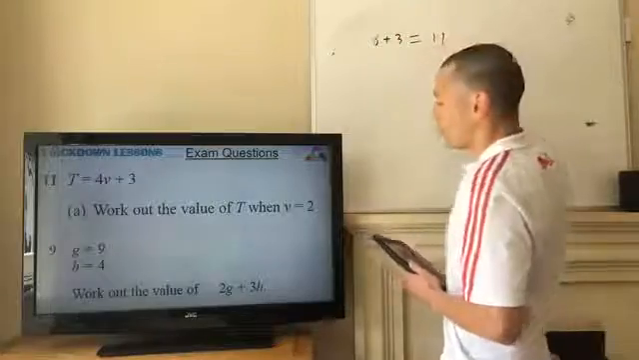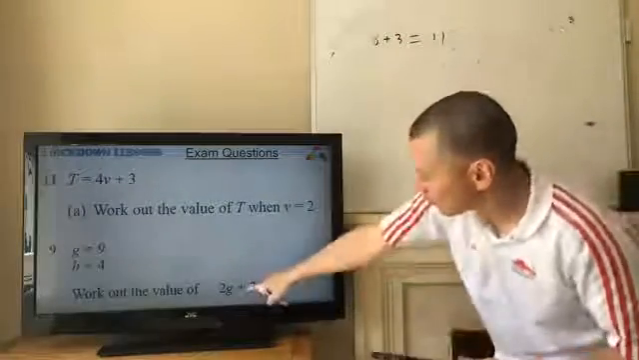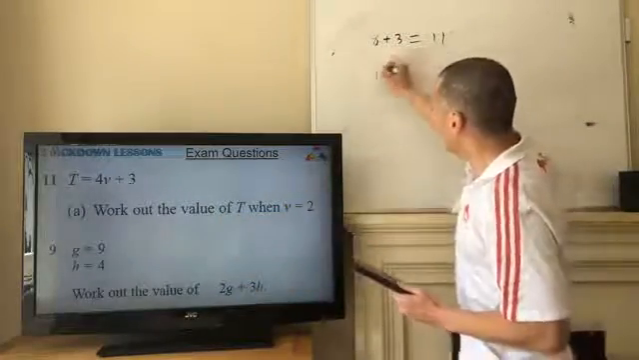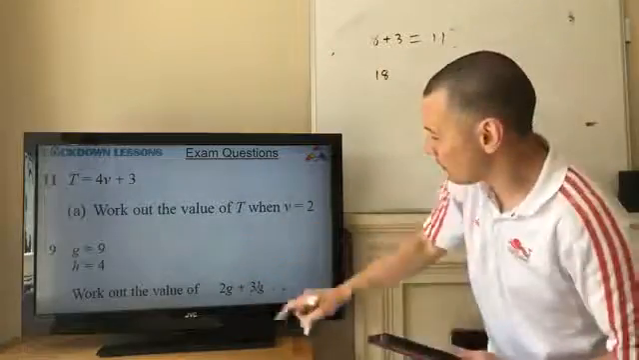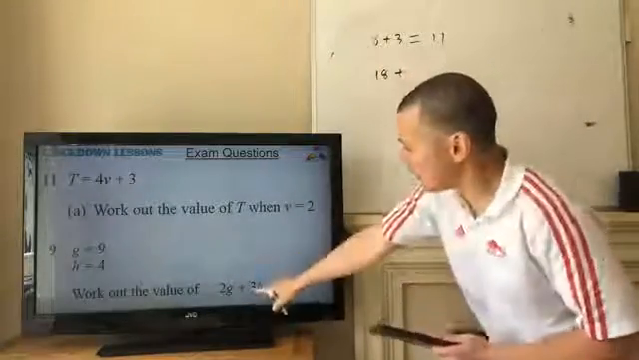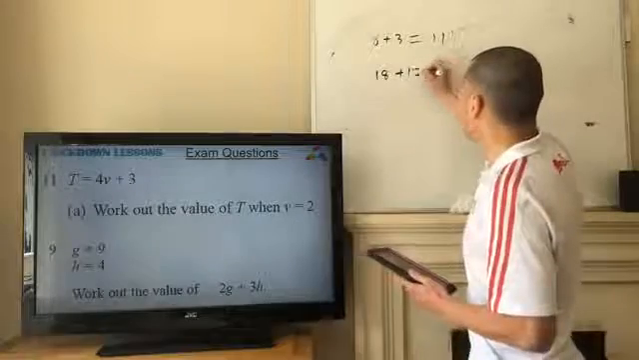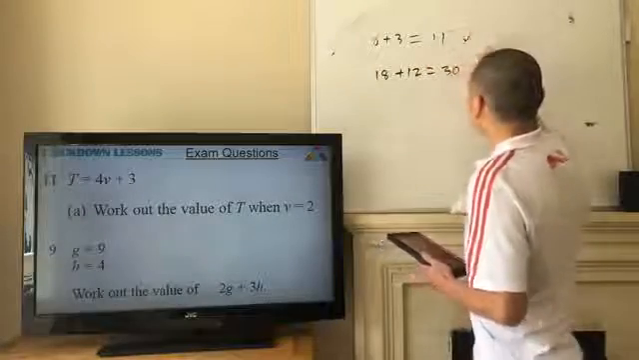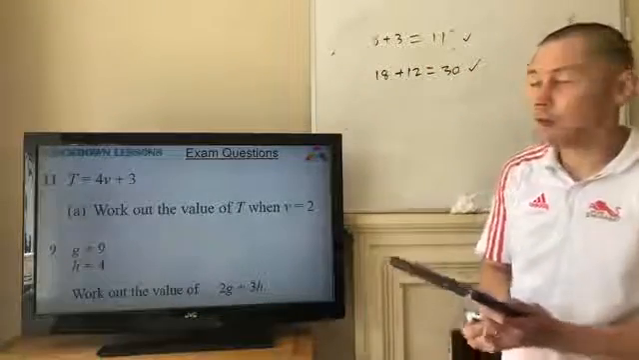gives you 11. Really nice and straightforward. This one here, 2 times 9 is 18, and then we're going to add 3 times 4 on, which is 12, which gives you 30. So 2 answers there for your algebra.